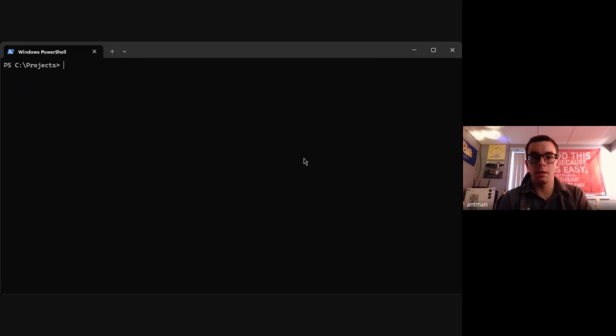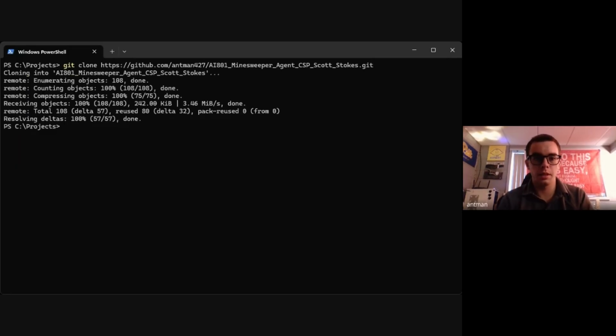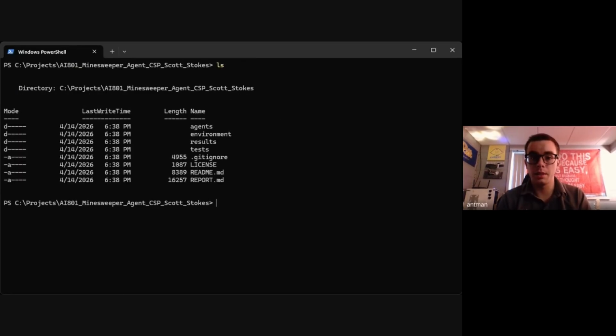Once you go to the Git repository, you can do git clone, click the code button, and paste it in, and this will clone the project. As you can see here, once you cd into the project directory, we have agents, environment, results, test, and then readme and report. The agents folder holds all of the agents.